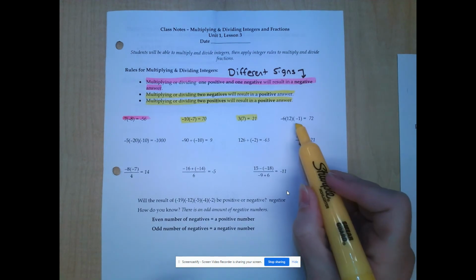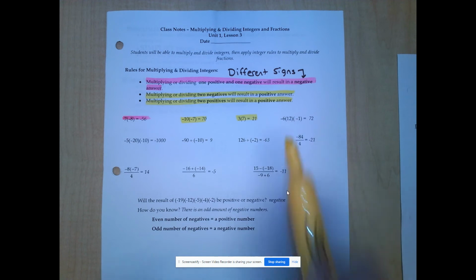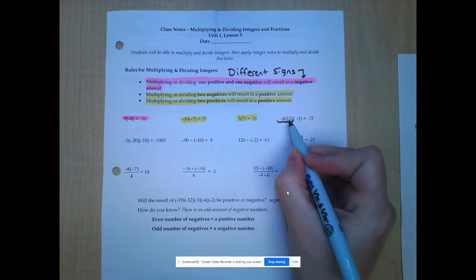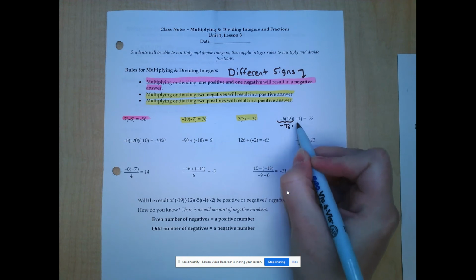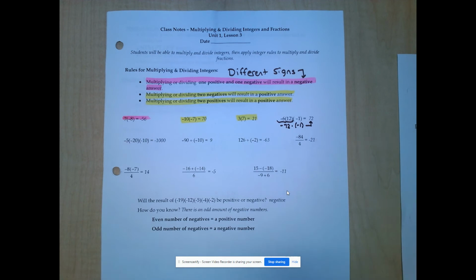Now here, you have to realize that there's actually an extra step going on. They actually did the negative 6 times the 12. The signs are different, which was negative 72. And then we multiplied by the negative 1, where the signs are the same, resulting in a positive 72.